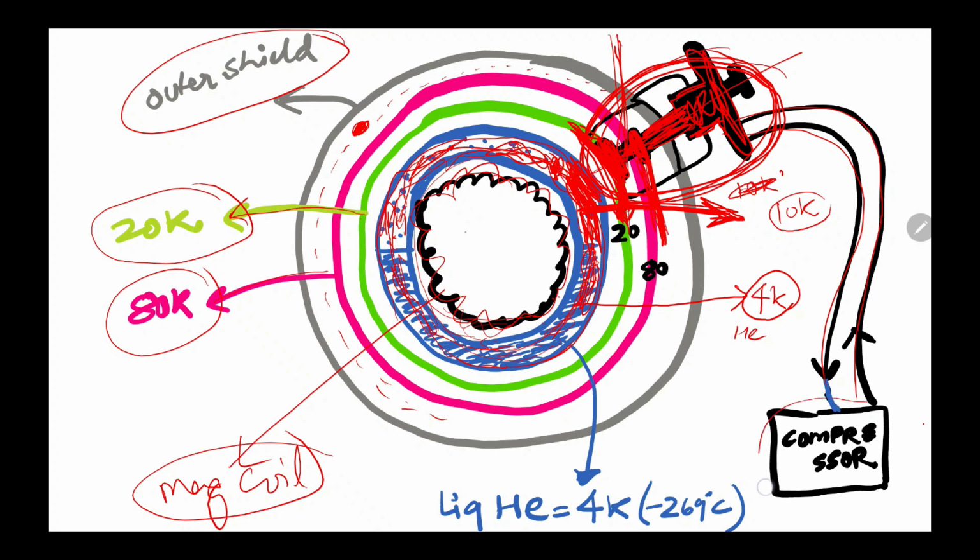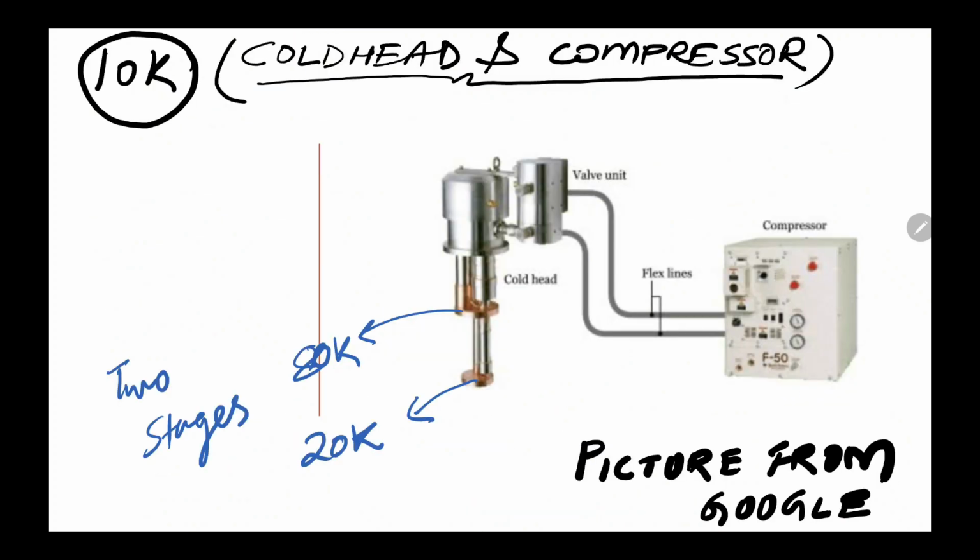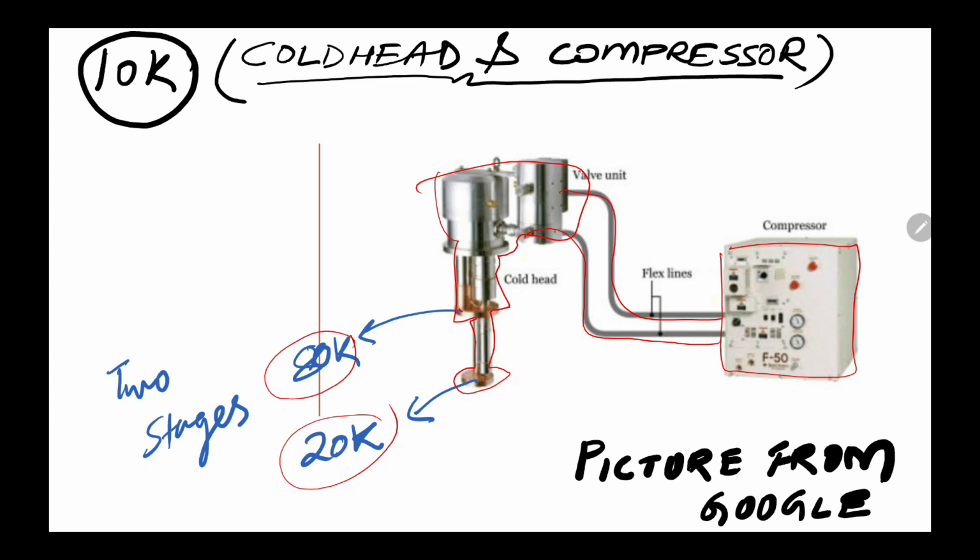You can see the compressor here. I'll show you another diagram. This is too much crowded. So here see, this is a cold head. Cold head has two stages, 80 Kelvin and 20 Kelvin stages. This is your cold head. It is inside your MRI machine. This is your gas line and this is your compressor. Some companies sell F70 compressor, some companies have F50 compressors, depending on that. So this is your 10K cold head structure.